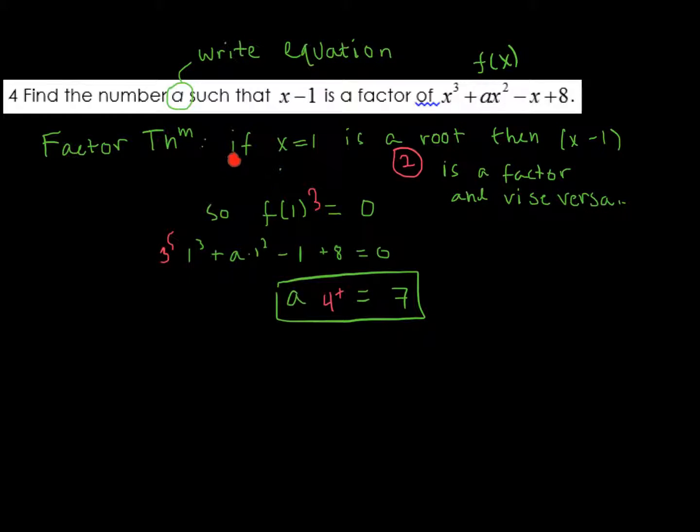Now the factor theorem says that if x equals 1 is a root, then x minus 1 is a factor. And it says the opposite as well, that if x minus 1 is a factor, then x equals 1 is a root. And so that'll allow me to set up an equation. That means that f of 1 is equal to 0. That's the key thing to take away. And so this equation will include a, since it has my function evaluated at 1, and I can use that to then solve for a, which is going to be 7.